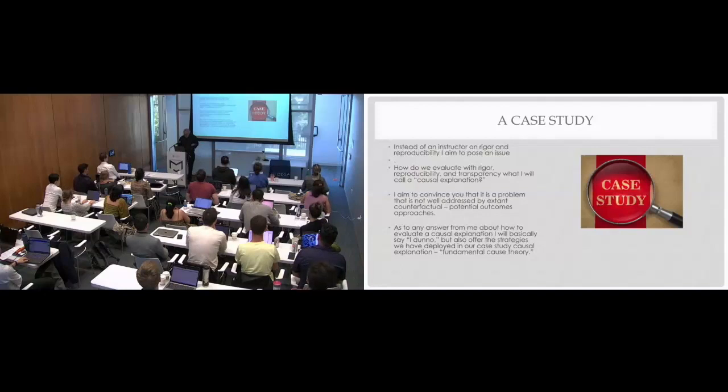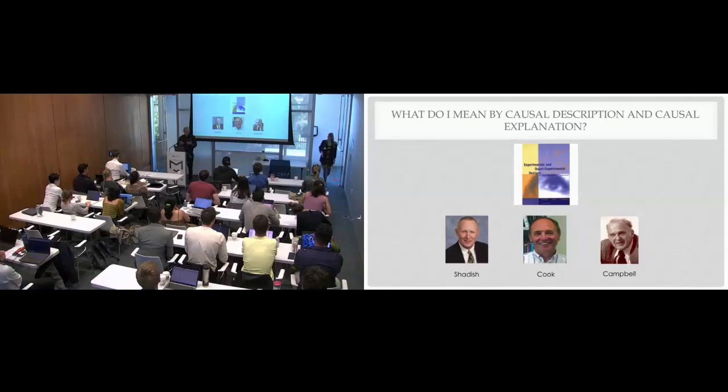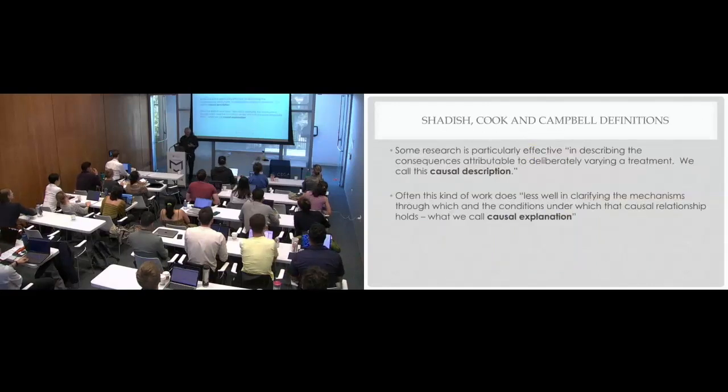And the case study will be this fundamental cause theory. This is where the distinction between causal description and causal explanation comes from. It's a quasi-experimental design book by Shadish, Cook, and Campbell. It's kind of a precursor to a lot of the counterfactual and potential outcomes thinking about causation. And it's where the ideas of statistical conclusion, internal, construct, and external validity of a causal inference come from. Many of us use those terms now. But they made this distinction between causal description and causal explanation.